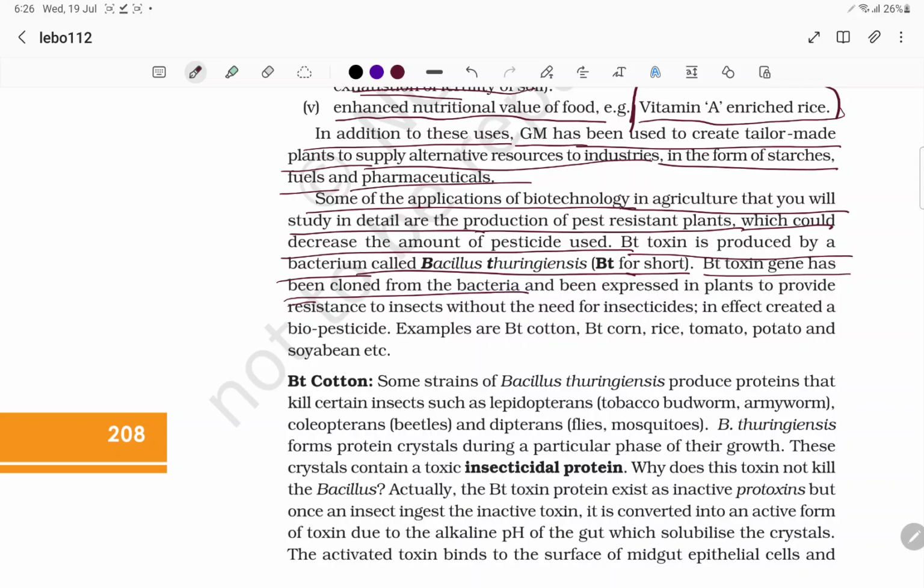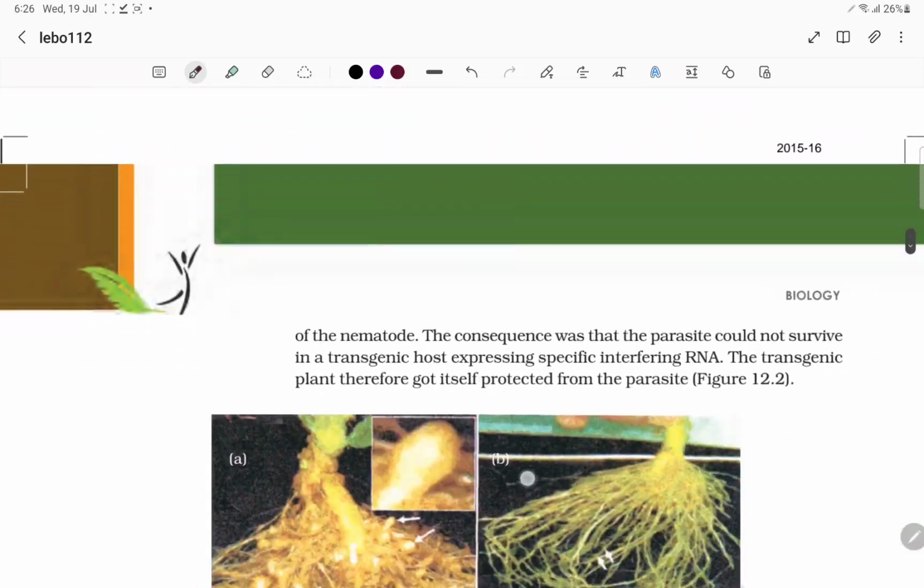So Bt toxin, Bt is the gene they extracted from bacteria and has been expressed in plants to provide resistance to insects without need for insecticides. In effect, created a biopesticide. For example, we have Bt cotton, Bt corn, Bt rice, Bt tomato, Bt potato: cotton, corn, tomato, potato, rice and soybean. So these are the varieties that have been produced by Bt.